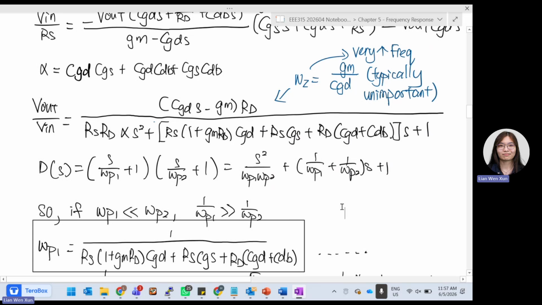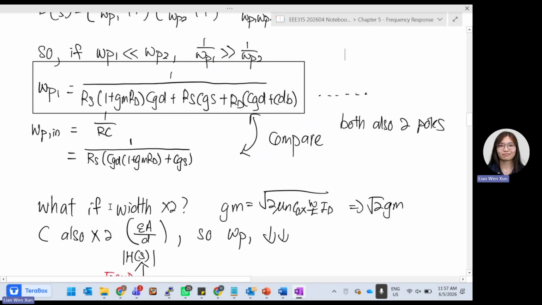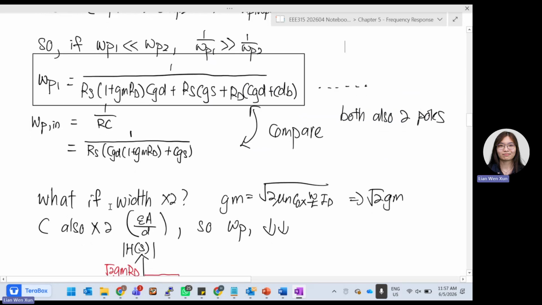So we can imagine if omega P1, the first pole, is very, very small compared to the second pole, then we can also say that 1 over omega P1 is very, very big compared to the second 1 over omega P2. So we only need to care about 1 over omega P1. If we only care about 1 over omega P1, that is just 1 over RC. So it's just this one.